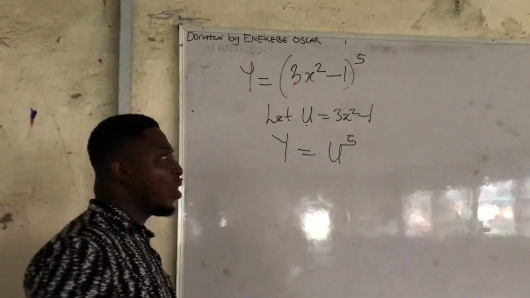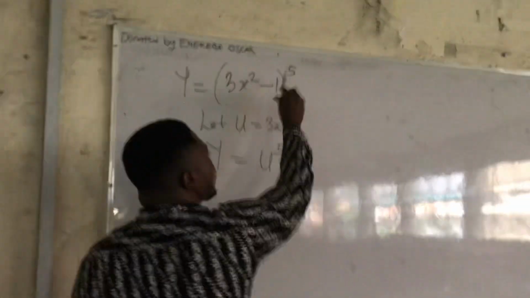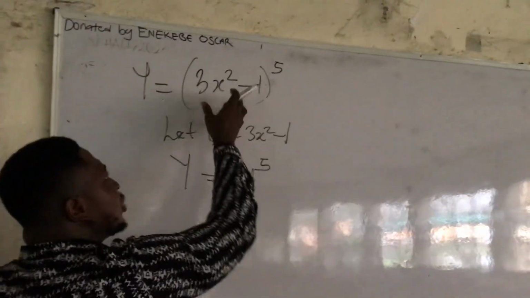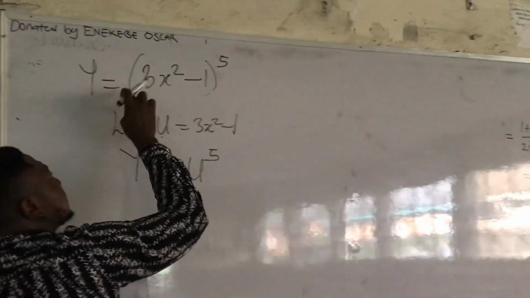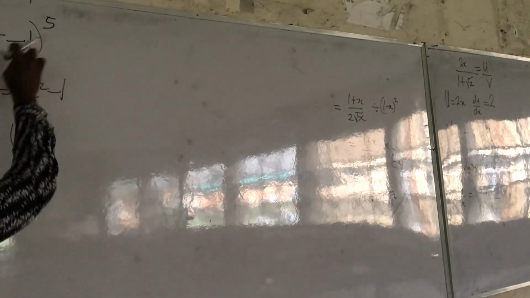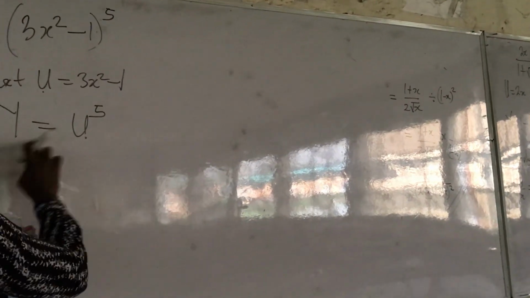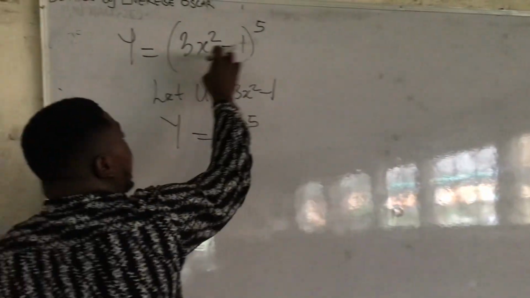Now, so class, y equals 3x squared minus 1 raised to power 5. I'll say it again. You are given a function, replace what's inside the bracket with u. So instead of 3x squared minus 1 raised to power 5, y equals u raised to power 5. But u is 3x squared minus 1.